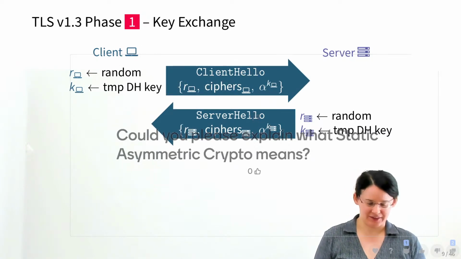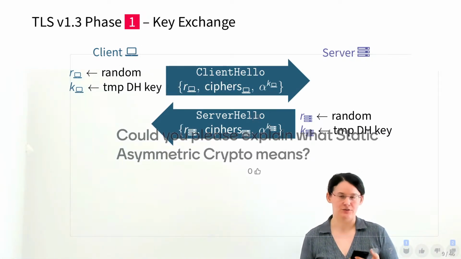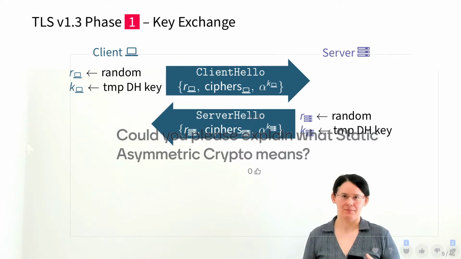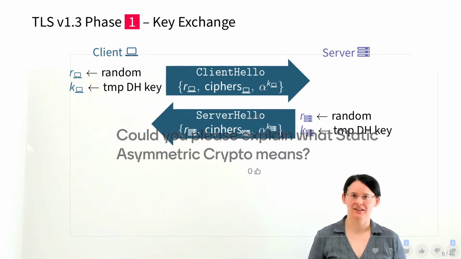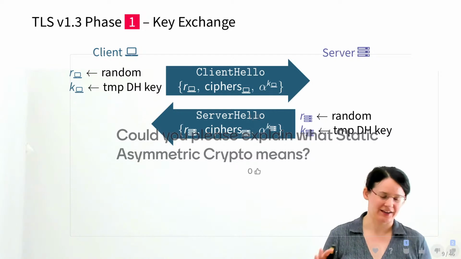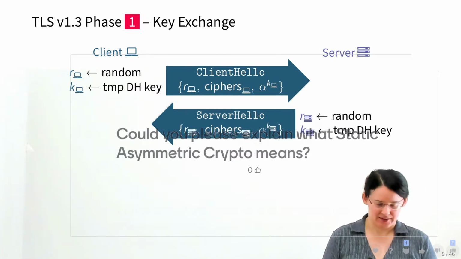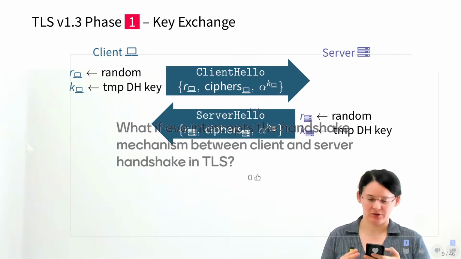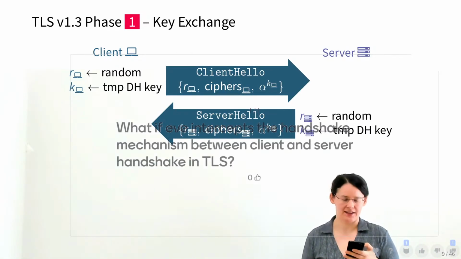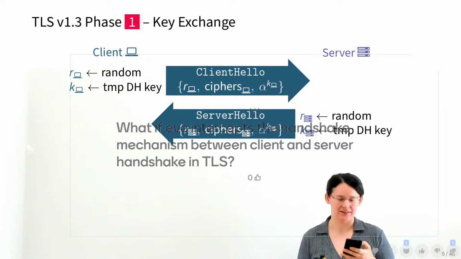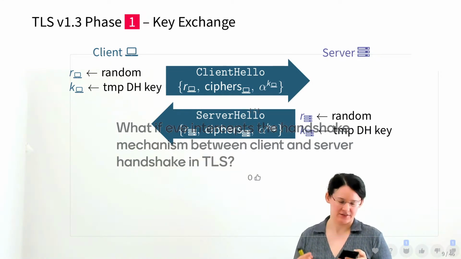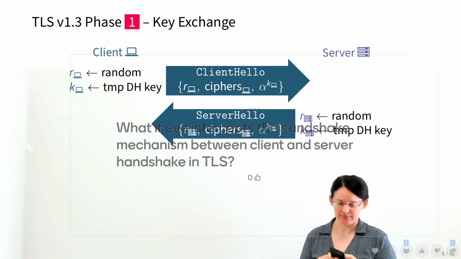Then there is a question whether I could explain a bit more what static asymmetric cryptography means. I can mention the difference to this non-static version again in a moment when we get to that slide, okay? And there's one other question. What if Eve intercepts the handshake mechanism between the client and server handshake in TLS? That we can answer right away because you're on the right slide.